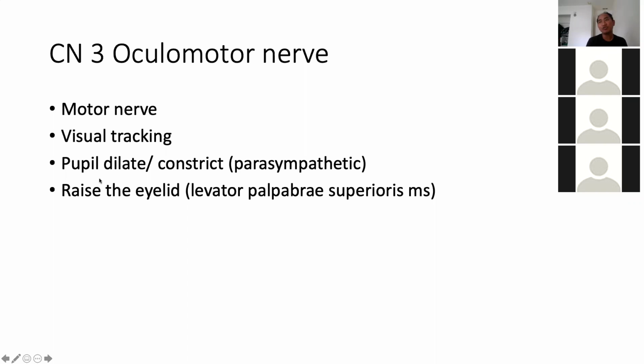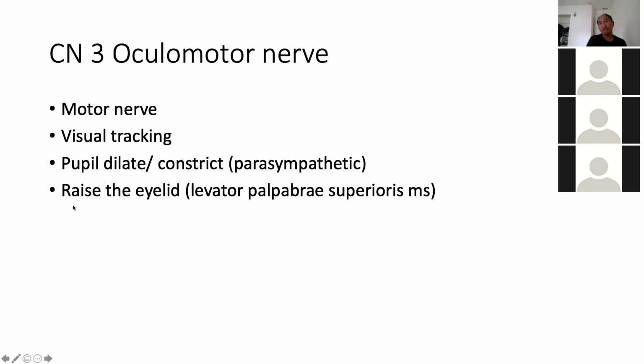And there is the way the pupil constricts and dilates. Along the oculomotor nerve, parasympathetic nerve fibers follow with the third cranial nerve, and then it will dilate or constrict the pupil according to the light entering into the eye.